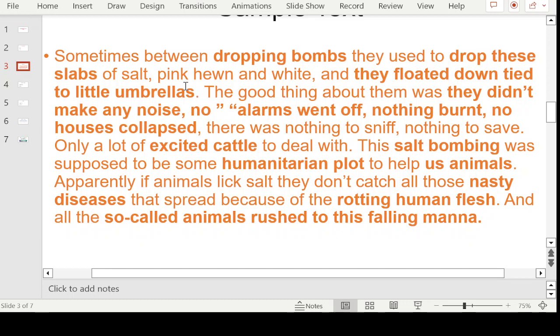And all the so-called animals rush to this falling manna, and that's why everybody goes and catches this salt slab in order to save themselves. So everything is crystal clear in the paragraph that it is the kind of kindness of the master because of which the people go and catch. They forget what has happened to them, and they forget also what their identity was, and now they are ready to follow the master. So these are different ways to make the subdued people follow the master.